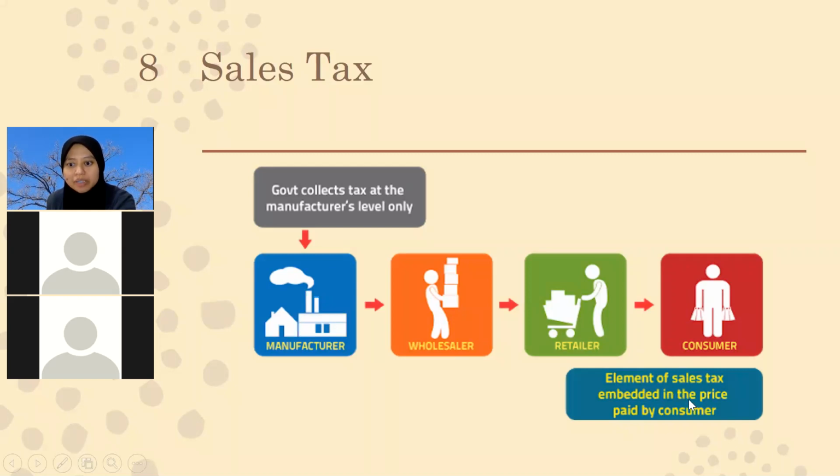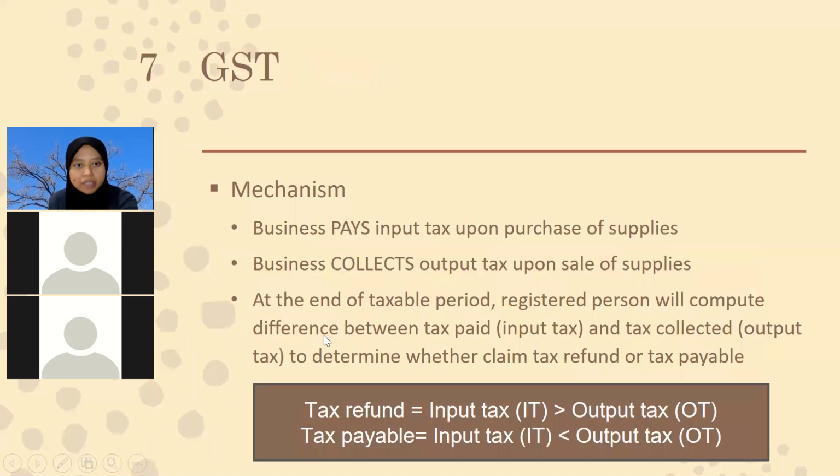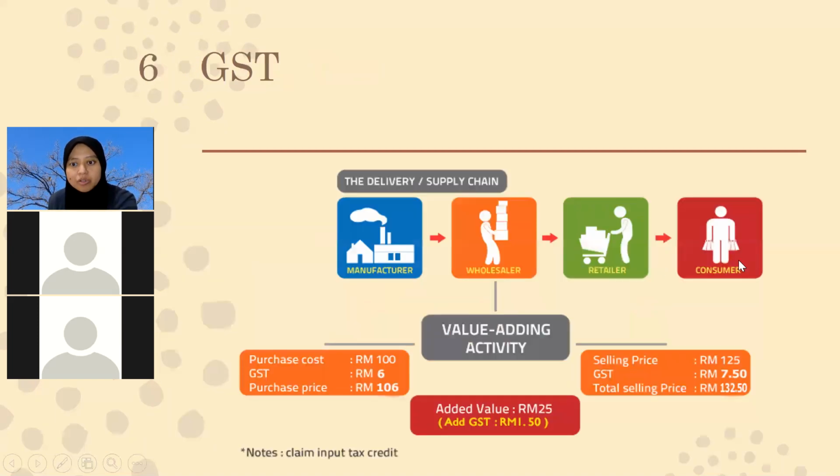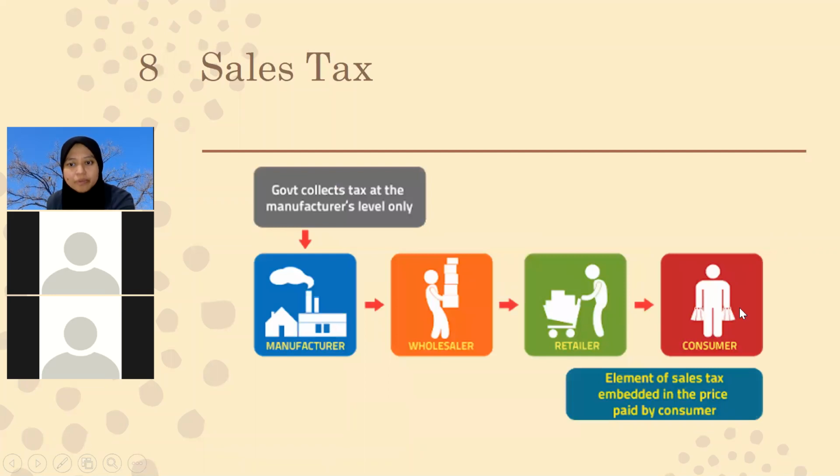The elements of sales tax are embedded in the price paid by the consumer, but as consumers, we don't know exactly how much sales tax has been collected at the manufacturer's level. As compared to GST, at the end we will be able to see the tax, the GST is 6% of the selling price. But here, because it is embedded in the price, as a consumer, we don't know exactly how much the sales tax amount is. The one who knows is only the wholesaler, and after that, the wholesaler will embed everything in their selling price.